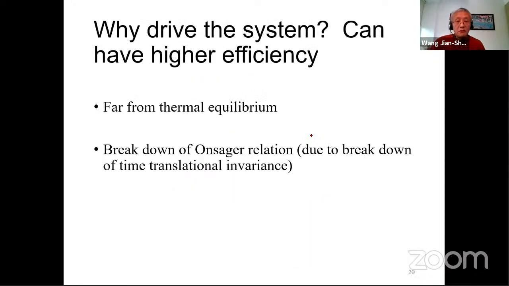Why is this interesting? If we drive them, we can go far from thermal equilibrium. And if it's far from thermal equilibrium, it turns out to break the Onsager relation. The breakdown of the Onsager relation can give you a higher efficiency.